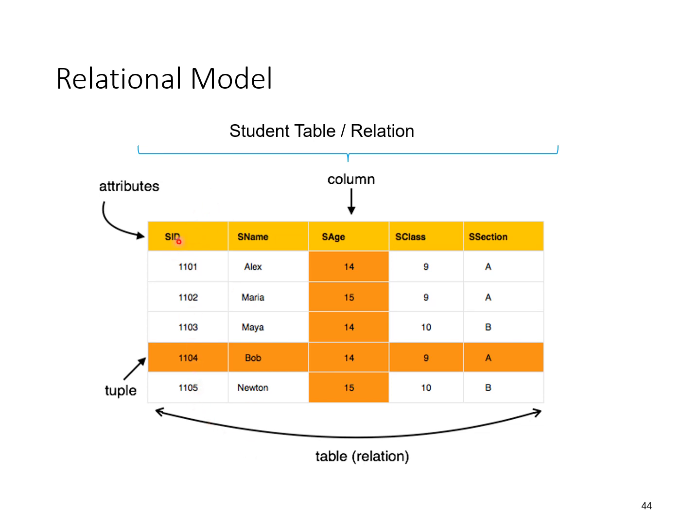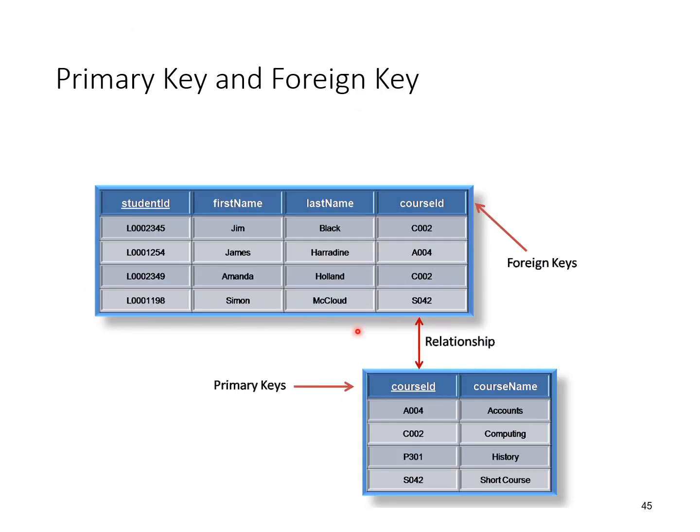So this SID could also be called the primary key constraint, because the primary key uniquely identifies each tuple in your student table. Now moving on, there is another concept called the foreign key constraint. Just imagine one student is enrolled in a course. Just imagine that he can enroll in only one particular course, for time's sake.